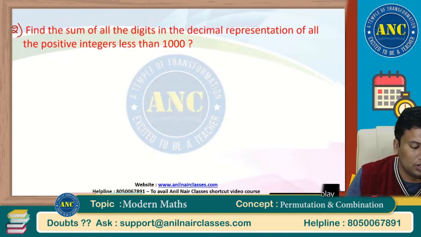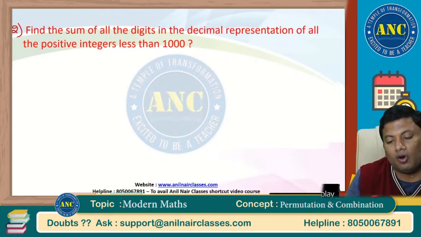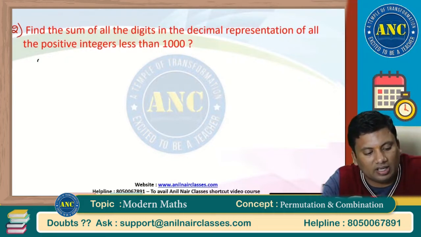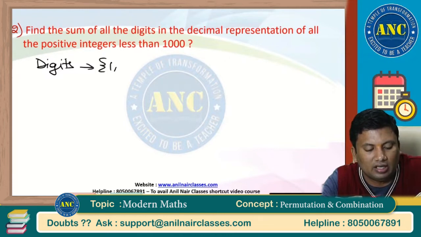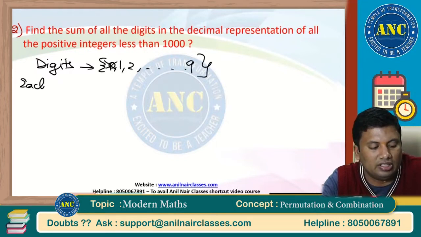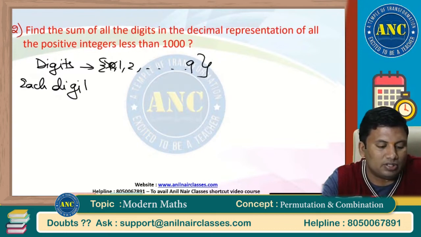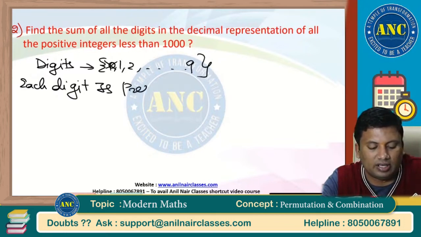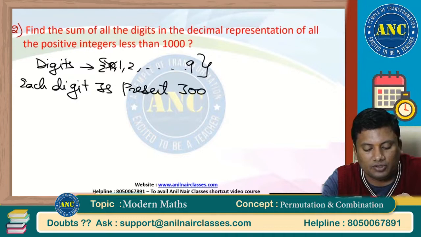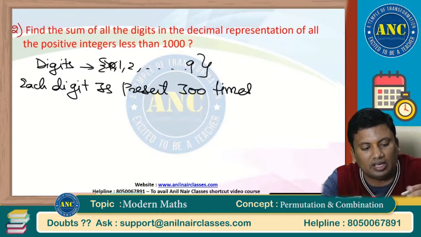Right? Next one. Find the sum of all the digits in the decimal representation of all the positive integers less than 1000. Sum of all the digits. What are the digits that are present? Digits that are present are 0, 1, and so on. 0 into anything is 0, so I can eliminate 0. Each digit is present how many times? Each digit is present 300 times.